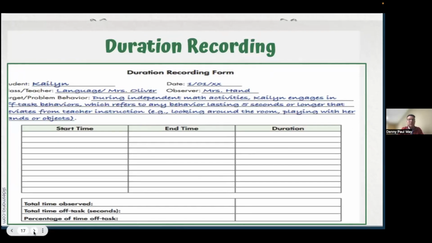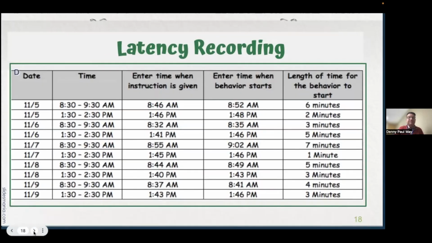Here's another duration recording. During independent math activities, Kaylin engages in off-task behaviors, which refer to any behavior lasting 5 seconds or longer that deviates from teacher instruction. And so she's looking around the room, playing with her hands or playing with objects, or maybe she's interrupting a neighbor that's working. But we'd see, when did that start? When did it end? And what's the duration time for that behavior? And so we would plot that on our progress monitoring graphs.